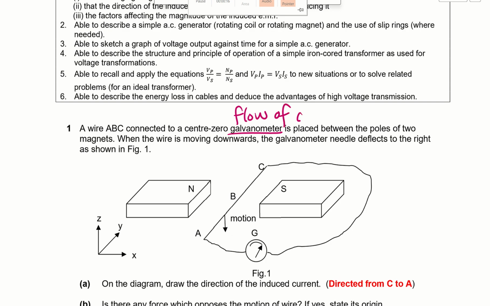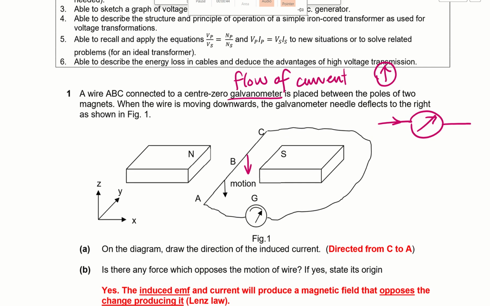If the galvanometer, which is center zero, has current flowing from left to right, the galvanometer will be deflected to the right, and vice versa. It's placed between the poles of two magnets, so these are the external magnets. Now when the wire is moving downwards, this is the direction of the applied force, right? The galvanometer deflects to the right as shown.